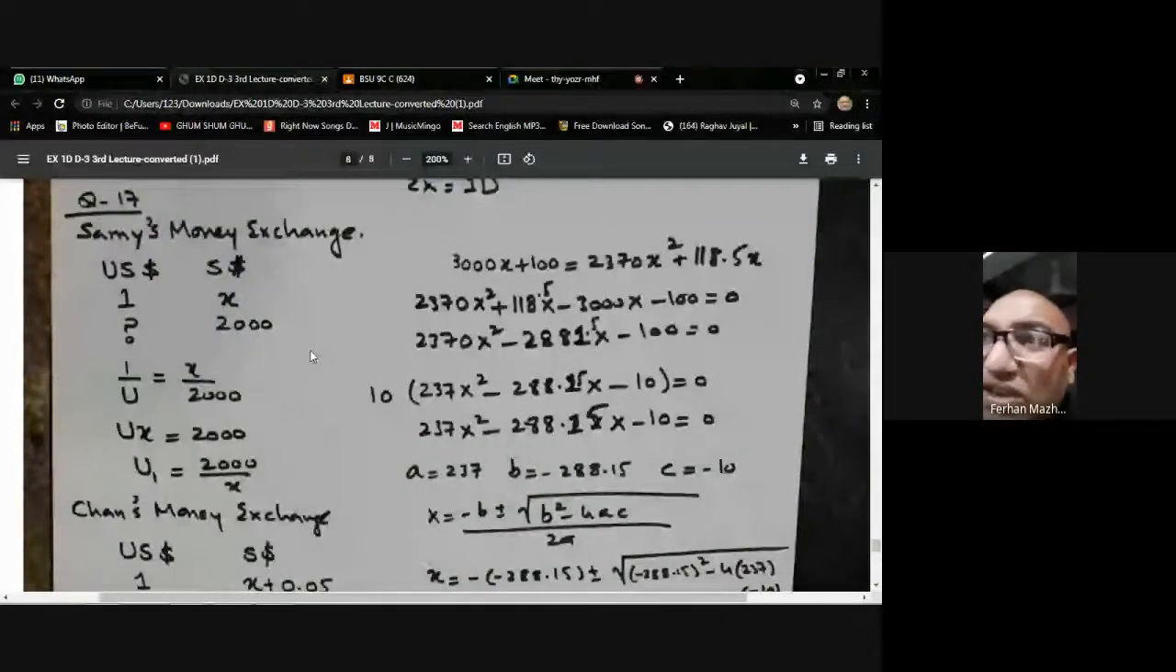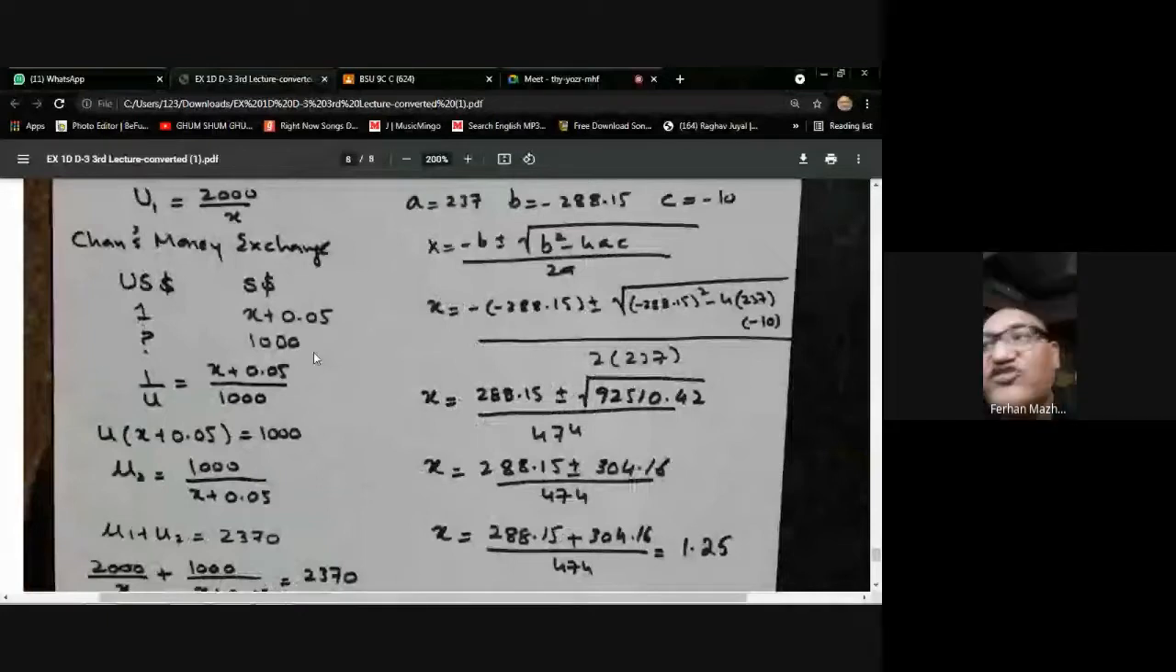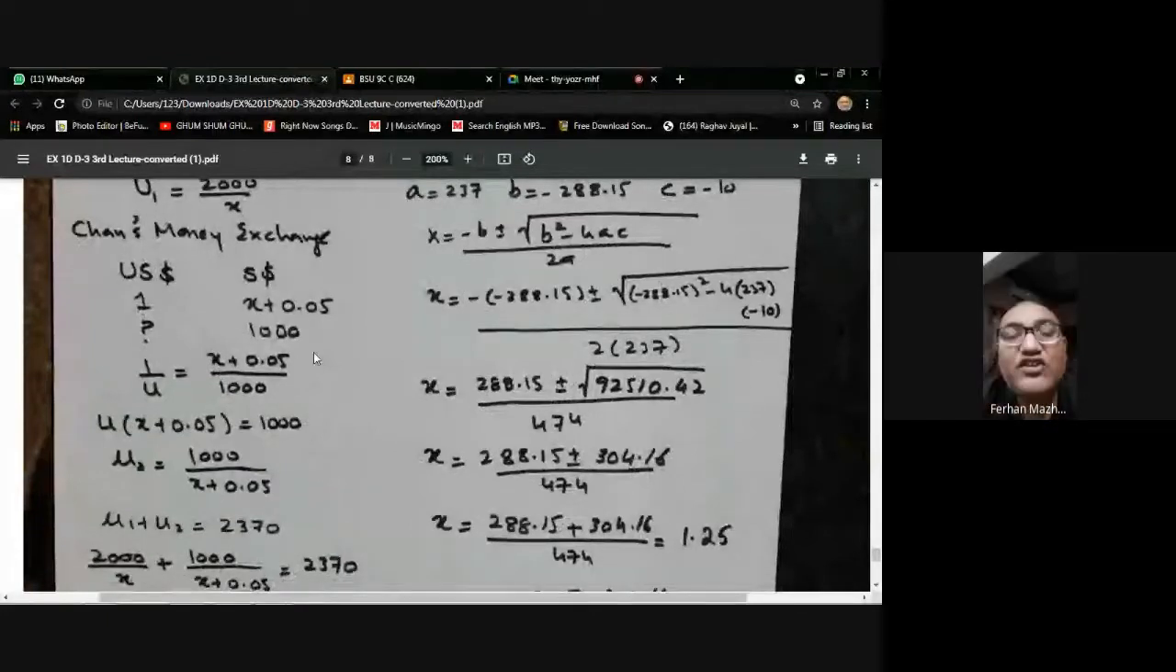Then she went to the next money exchange, Chan's money exchange. There, the rate of exchange was a little different. 1 US dollar was equal to X plus 0.05 Singapore dollar. There, she exchanged 1,000 Singapore dollars for US dollars. How many US dollars will she get? I will suppose it's U US dollars. I will write the proportion as a fraction: 1 by U equals X plus 0.05 divided by 1,000. We will cross multiply it, so you will have U bracket X plus 0.05 bracket close equals 1,000. So I will make this U alone.